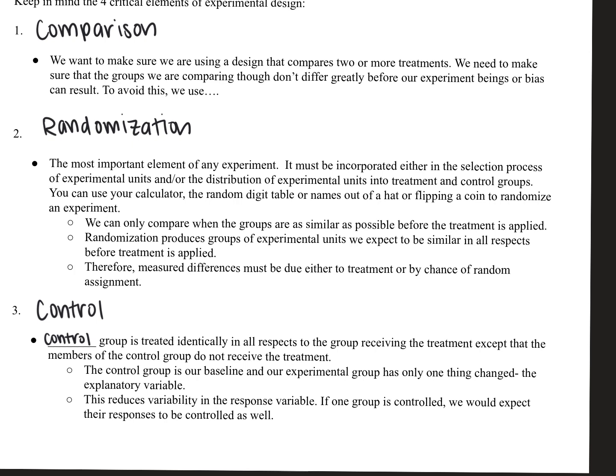The main reason to have a control group is to reduce variability in our response variable. So if one group is controlled, we would expect their responses to be controlled as well. And that helps us to actually determine whether or not our results are accurate.